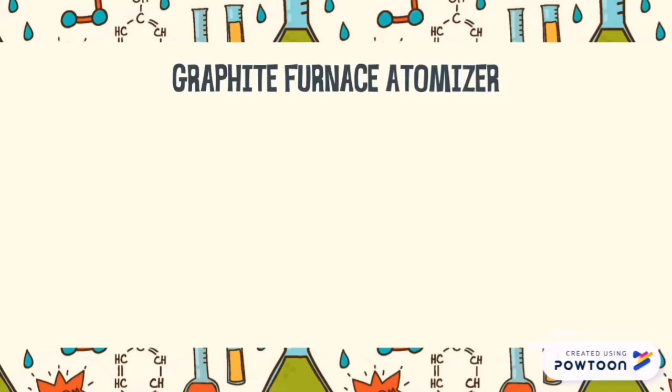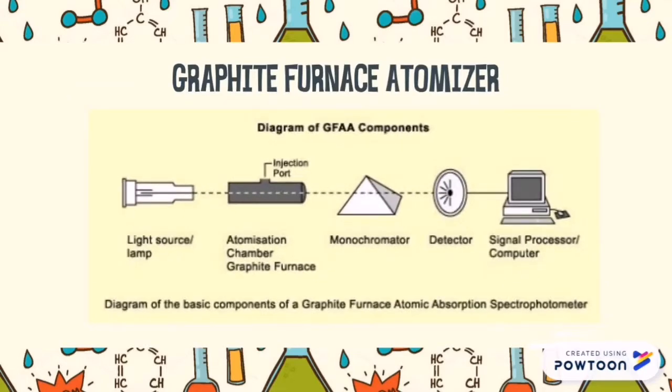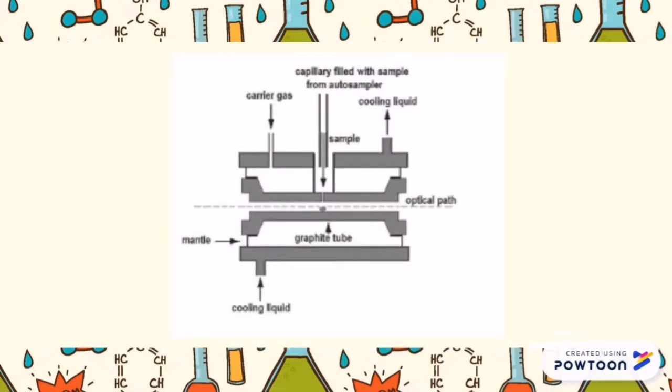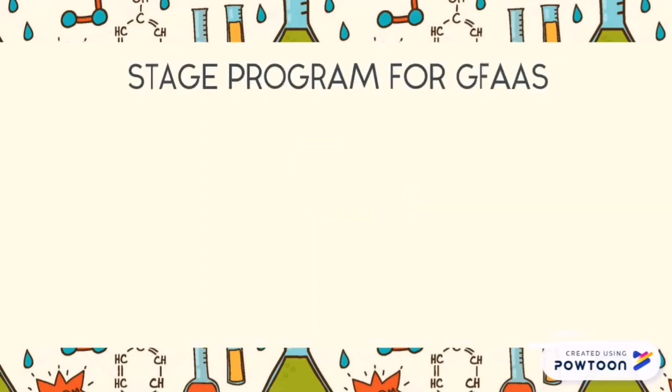Graphite furnace atomizer. In this method, samples are placed in a carbon tube which is heated electrically. However, we cannot simply heat the sample to atomization temperatures or the sample will splatter. We use a temperature program to ensure reproducible atomization. A three-stage program is the most common.